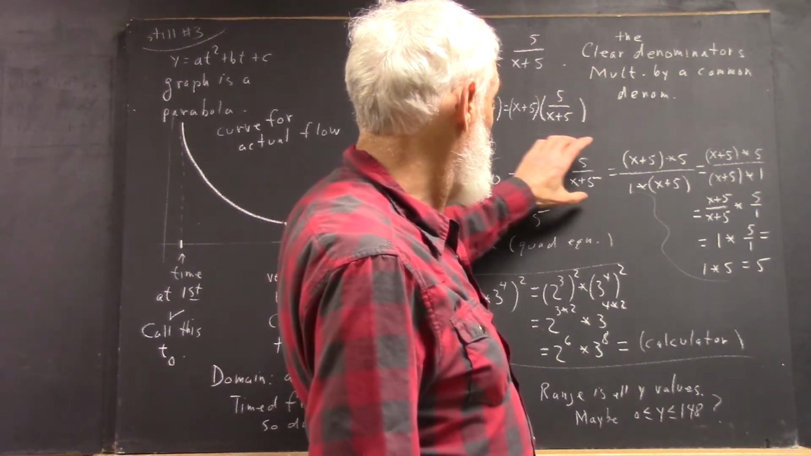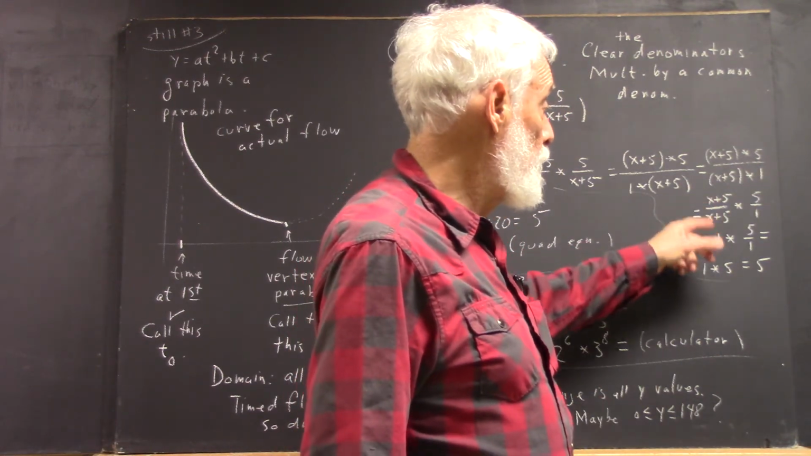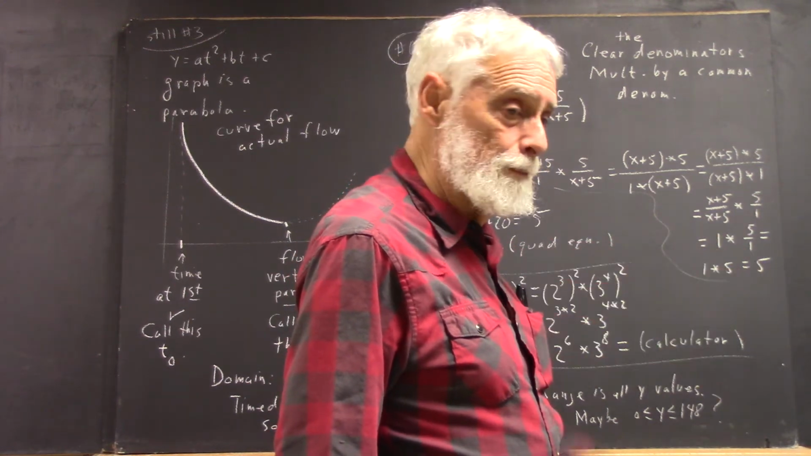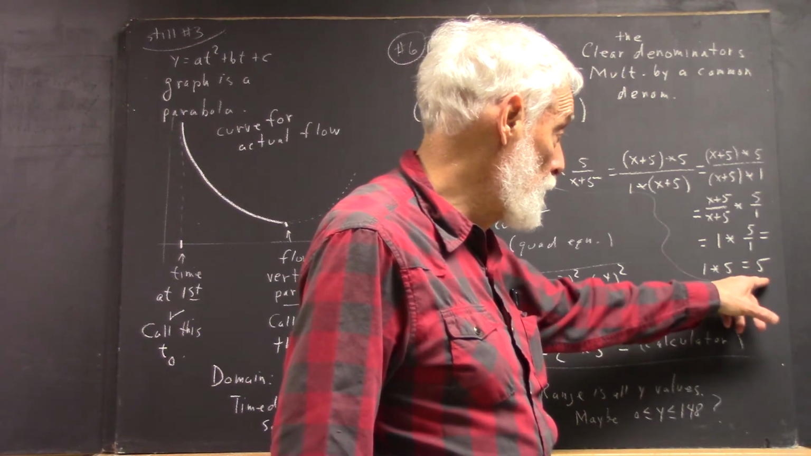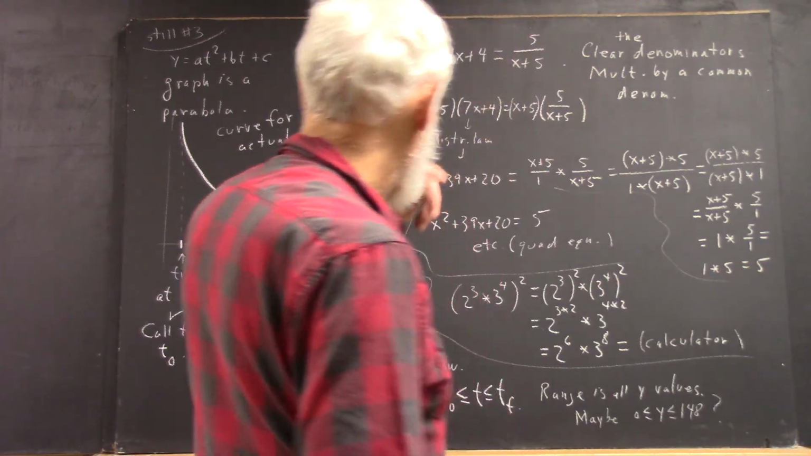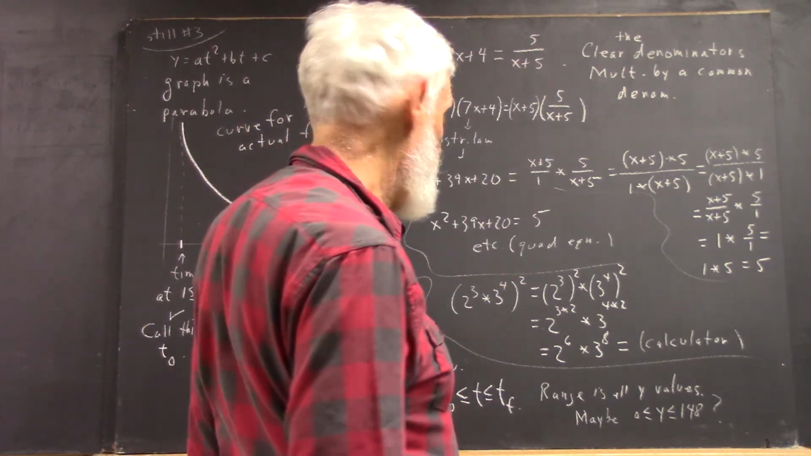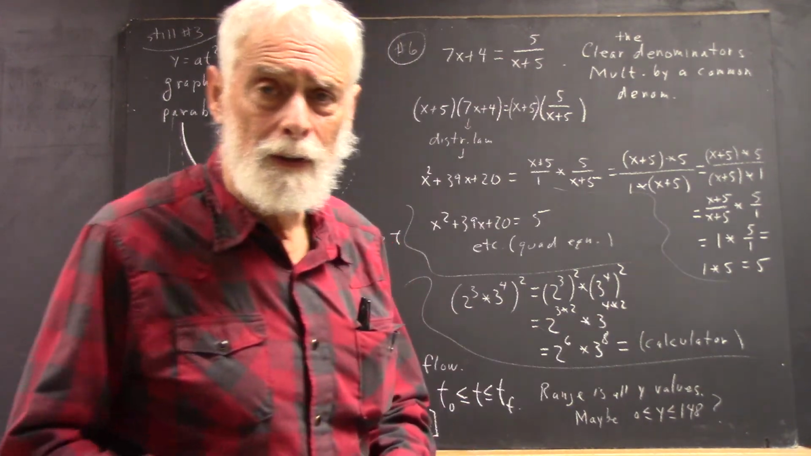So I've converted this form to this form. Now, of course, x plus 5 over x plus 5 is 1, so that's 1 times 5 over 1. And of course, 5 over 1 is 5, so that's 1 times 5, or 5. So I end up with 5, which of course is just the numerator here. Remember, I don't acknowledge the existence of cancellation.